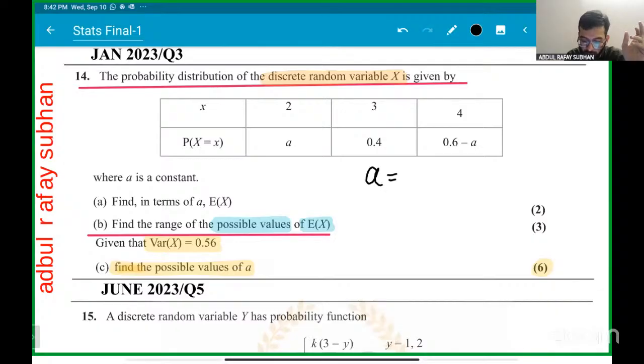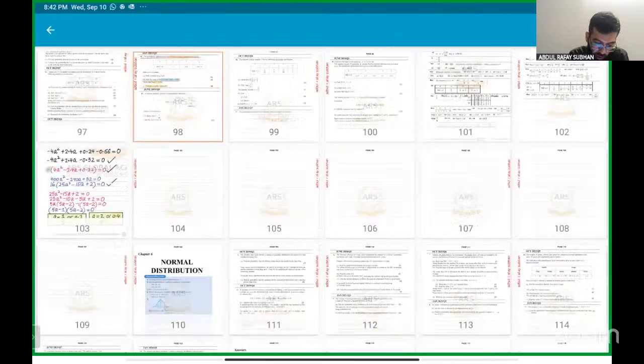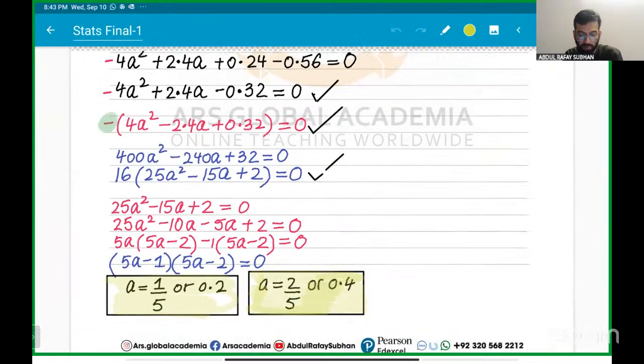And if any A value of 1 point something 75 came, that was also wrong, so we wouldn't have taken it, because the examiner has given a hint: it's the possible values of A. So it means we will get two values, and both of them are between 0 and 1, and both of them are also less than 0.6. One of them is 0.2 and one of them is 0.4.